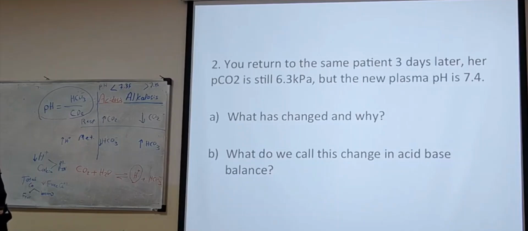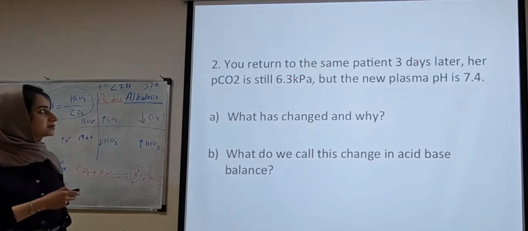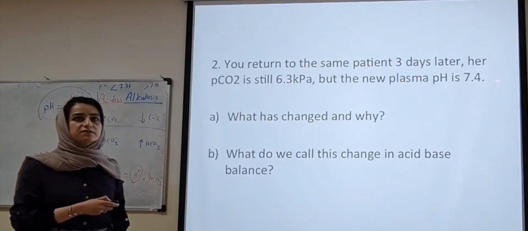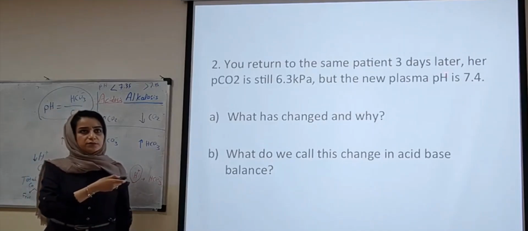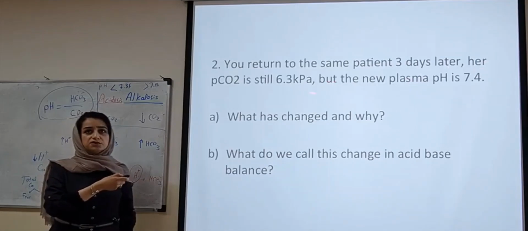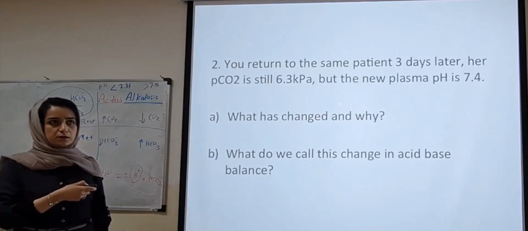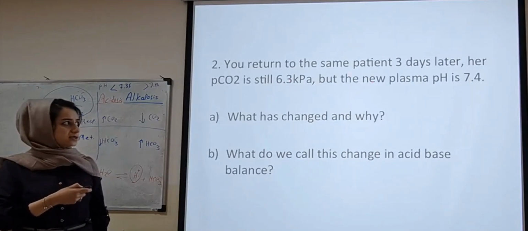The important point: you return to the same patient and after 3 days her PCO2 is still 6.3 kilopascal. Okay, it is still high, but the new plasma pH is 7.4. The pH has returned to normal but the CO2 is the same. We had respiratory acidosis, so compensation has happened. The bicarbonate must have increased.